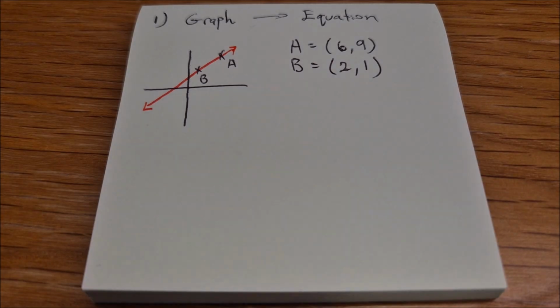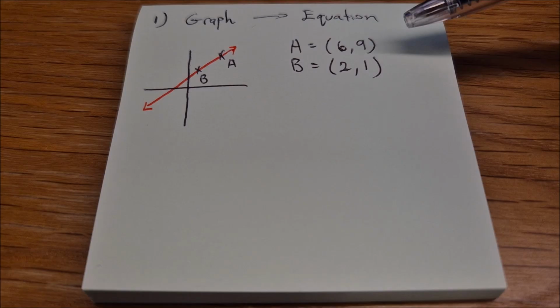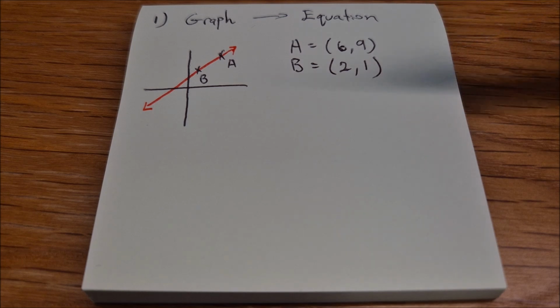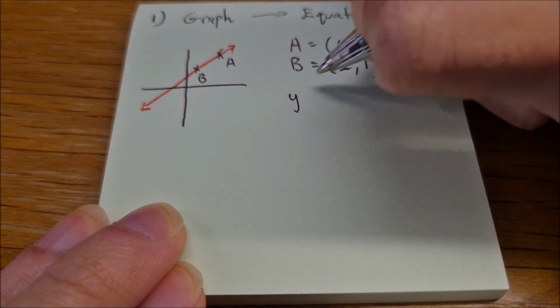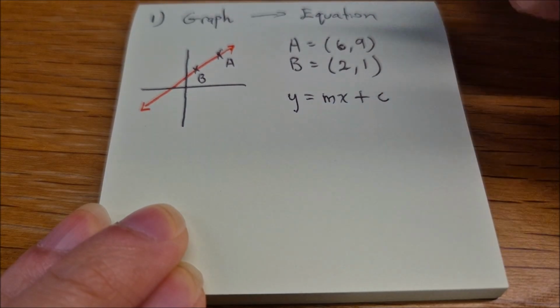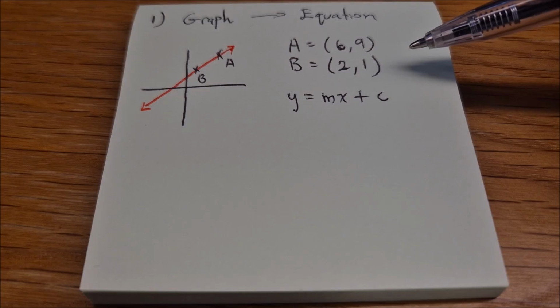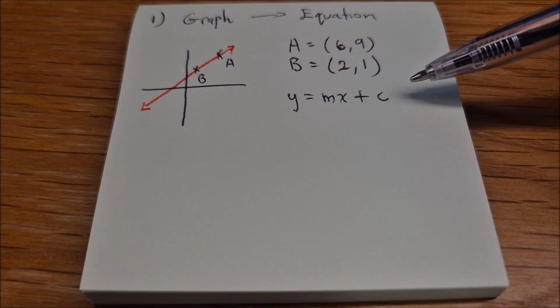For our first example, there is this line and we are given points A and B. Point A is located at 6 and 9, point B at 2 and 1, and we want to find what the equation of this line is. Remember the general equation as y equals mx plus c. As long as we're given 2 points, any 2 points, we can then find the equation.